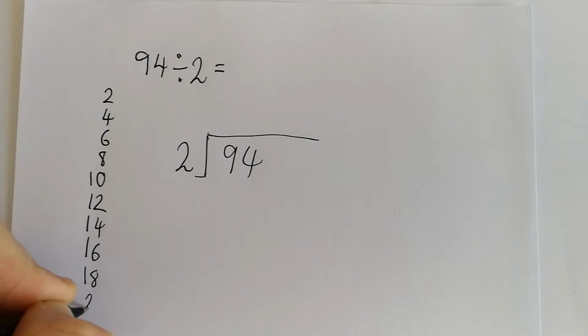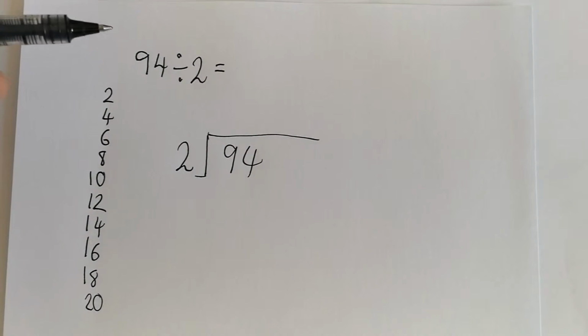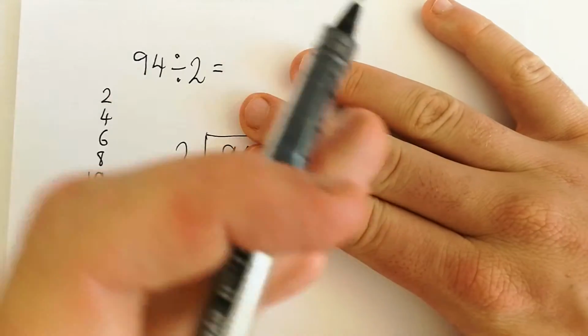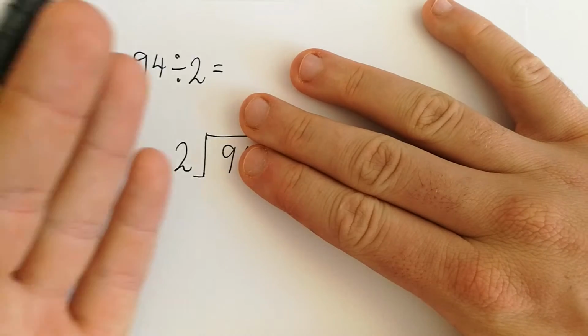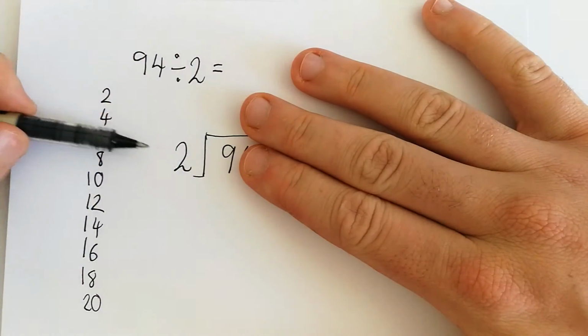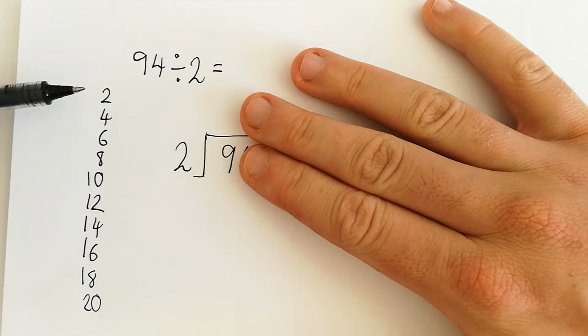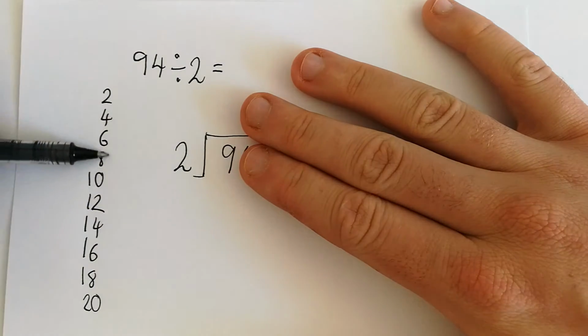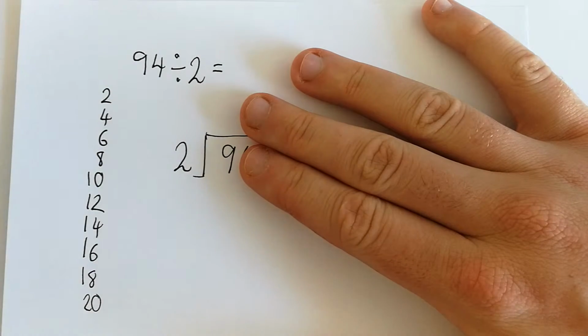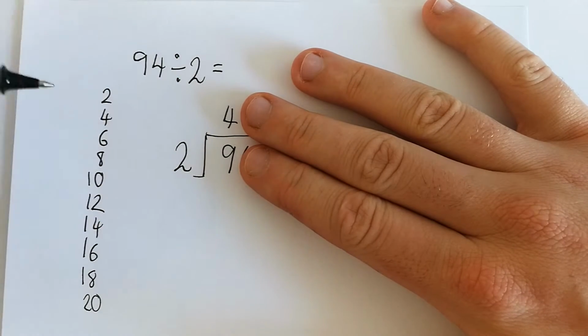16, 18, 20. I look at one number at a time. So I cover over the ones after, and I actually start this time on the left. And I go, how many 2s can I fit into 9? Well, I've got 1, 2, 3, 4 lots of 2. So 4 times 2 is 8. So I can put a 4 at the top.